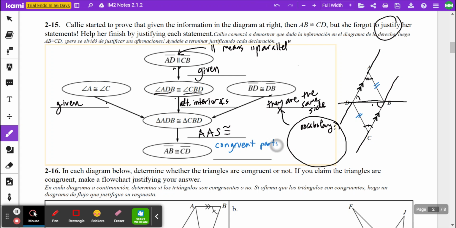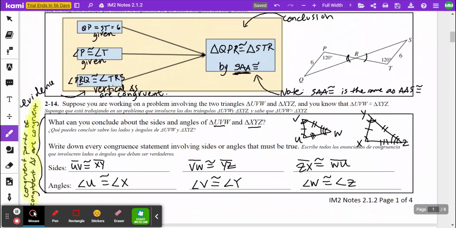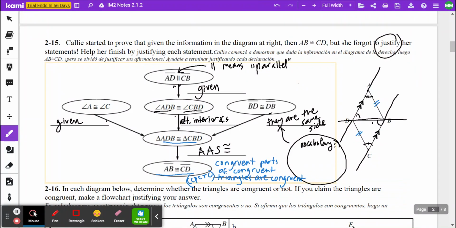parts of congruent triangles are congruent. This is also called CPCTC, so that you don't have to write the whole thing out all the time. Congruent parts of congruent triangles are congruent. I know that the triangles are congruent, so now I can say all their parts are congruent. That's what made problem 214 so important. We've already used this conclusion, but now we're including it in a proof.